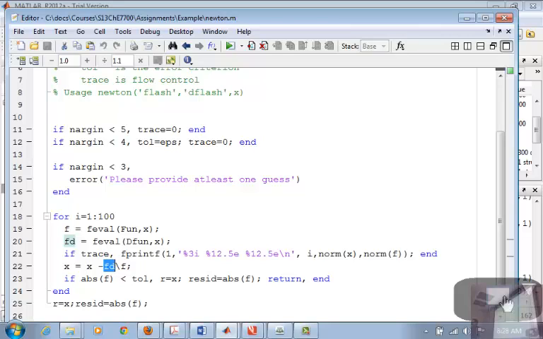If you use the backslash operator, it will invert it using a more efficient method. I think one uses Gaussian elimination, the other one I'm not even sure what it does. So we need to contemplate that.